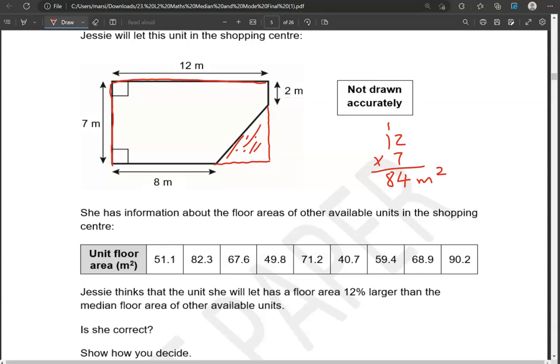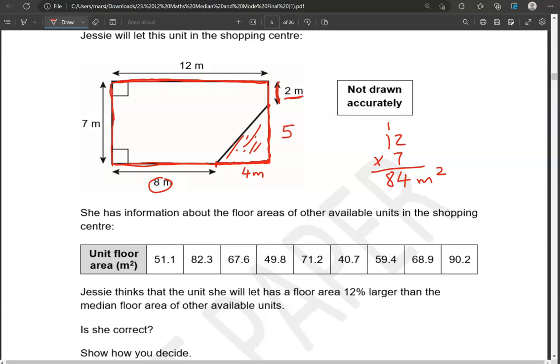Now we need to take away the area of the triangle. What are the dimensions? What is the base equal to? So we're going to work this out because it's not given to us. So we're going to take away 8 meters from the total length here, which is 12 meters, because it's the same as this one at the top. So 12 take away 8 gives us 4 meters. Now, what is the height equal to? We'll do 7 take away 2. So that gives us 5.